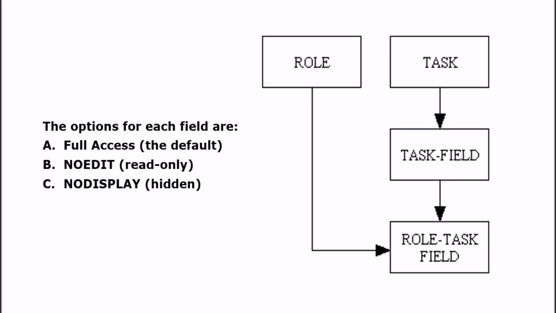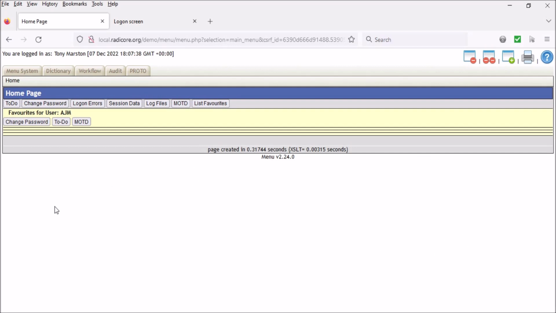The options for each field are A. Full access, which is the default, B. No edit, which is the same as read only, or C. No display, which is the same as hidden. I shall now give you a quick demonstration.